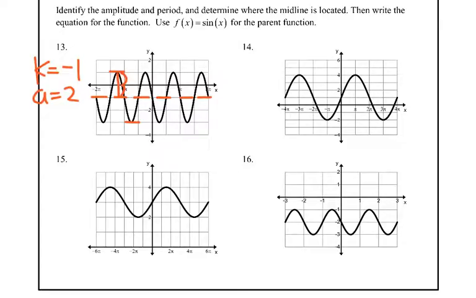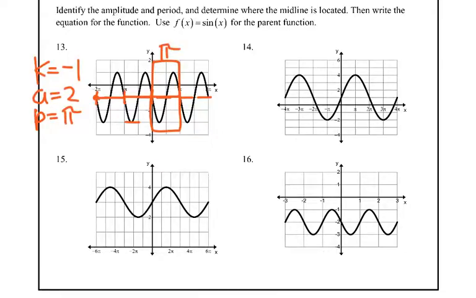Now we need to find our period. So we're starting here at -2 pi. How long does it take me to get to the next one? So it takes me from -2 pi to -pi, from -pi to 0, 0 to pi. So let's hone in on this spot right here. So that's a period of pi.